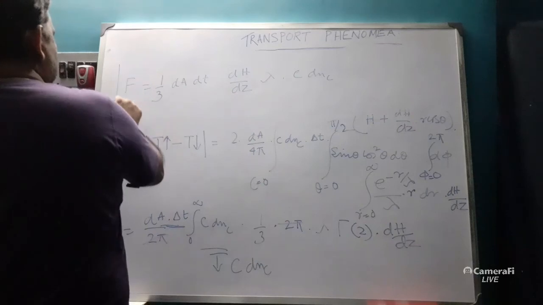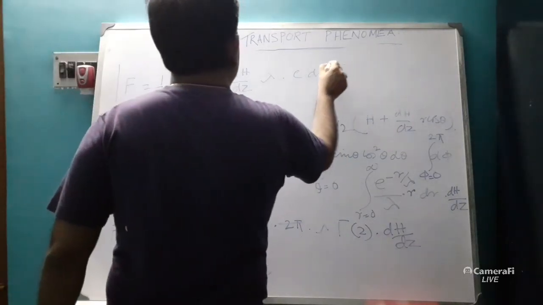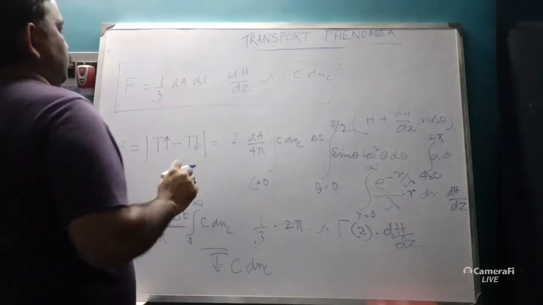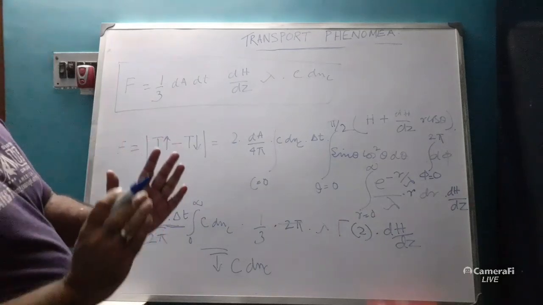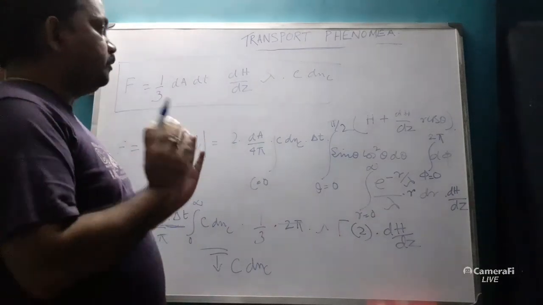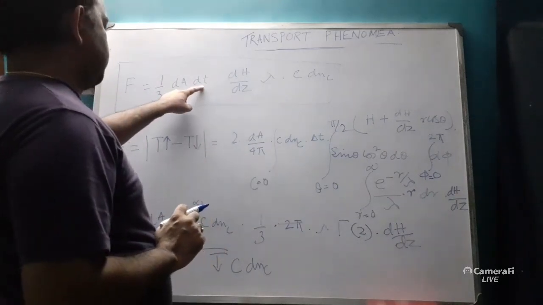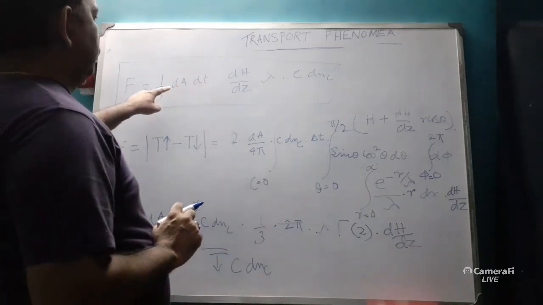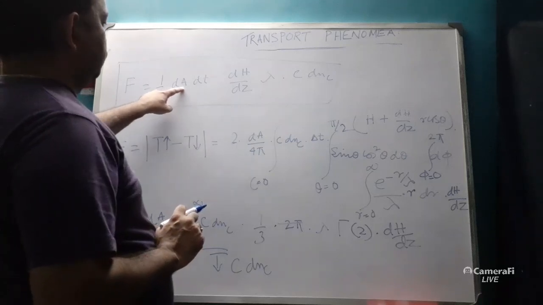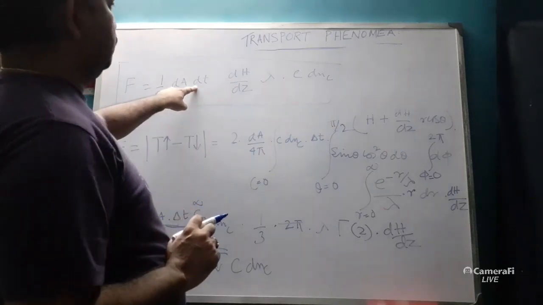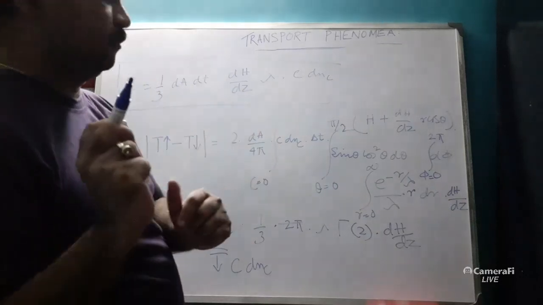So this is the expression for the transport of the physical quantity from one point to another for that considered amount of time interval with a considered amount of surface area that is there in the system.